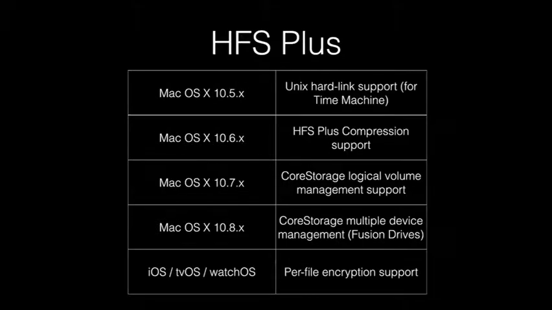In 10.5, Unix hard linking support is added to support Time Machine. In 10.6, HFS Plus compression is added to provide a transparent way to reduce disk space usage and also to reduce disk I/O. In 10.7, Core Storage logical volume management is added to provide support for FileVault 2's logical volume encryption. In 10.8, Apple took Core Storage and extended it to provide multiple device management, which is how we wound up with Apple's Fusion drives. And off the Mac platform, on iOS, tvOS, and watchOS, support was added for per-file encryption.